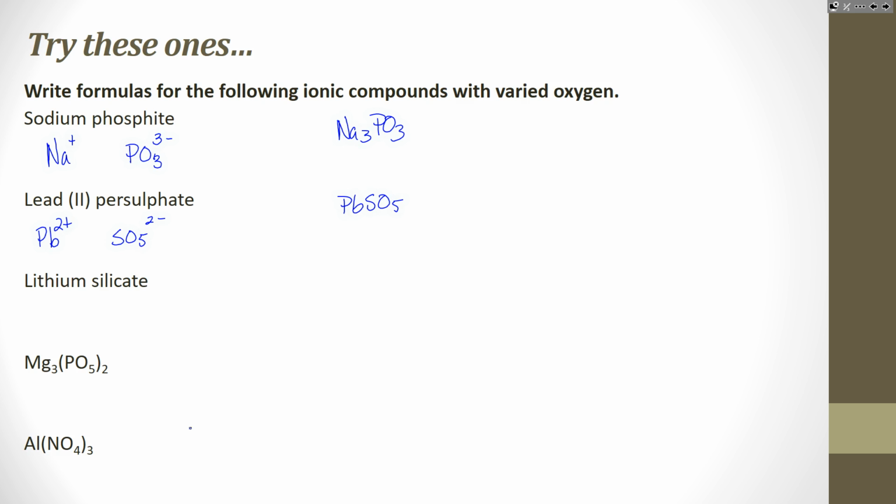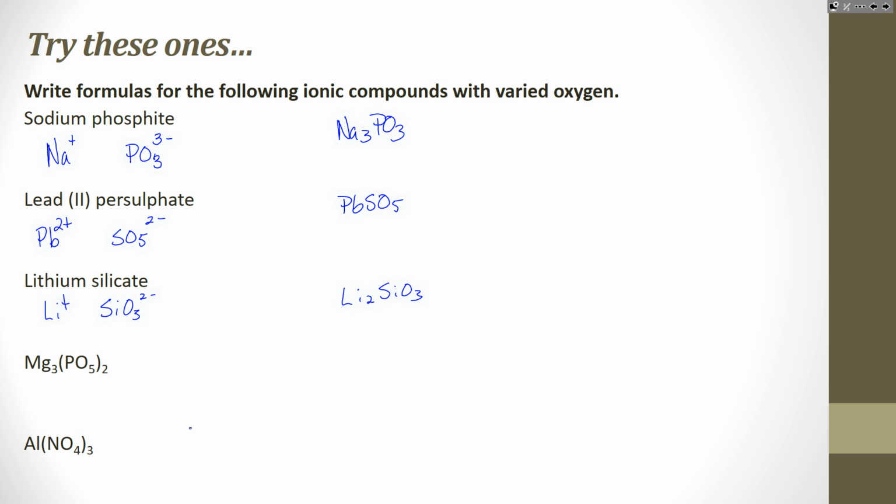Lithium silicate, so Li is a 1 plus. Silicate is SiO3. It's straight off the back of the periodic table. You'll always have at least one of the pattern, usually the -ate. So now to put these together, I'm going to need 2 lithiums, SiO3.